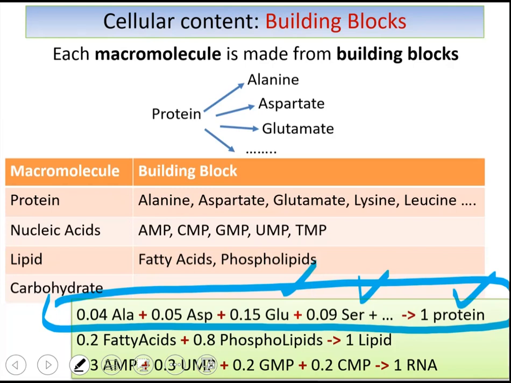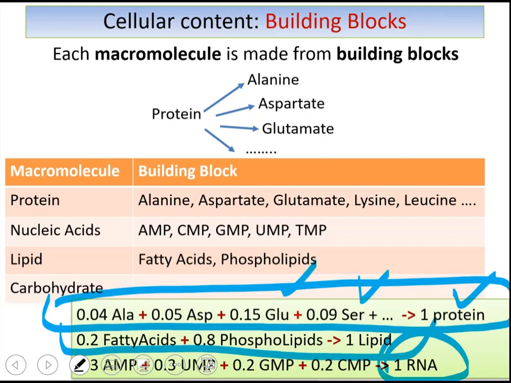Similarly, we can write a reaction to represent the formation of lipid, a macromolecule, from its building blocks, fatty acids and phospholipids. Similarly, since RNA is composed of adenine, uracil, guanine, and cytosine, we can write the relative content of an RNA molecule in terms of adenine, uracil, guanine, and cytosine. So we can represent RNA macromolecule formation from its four building blocks as a reaction.